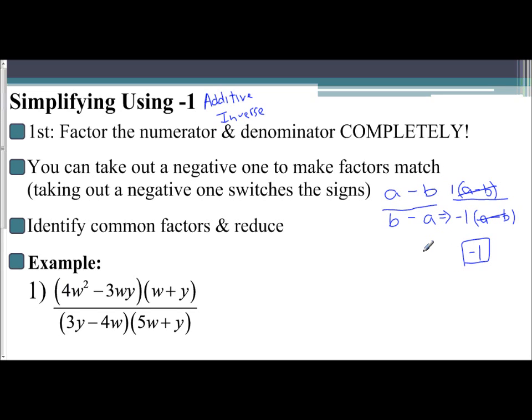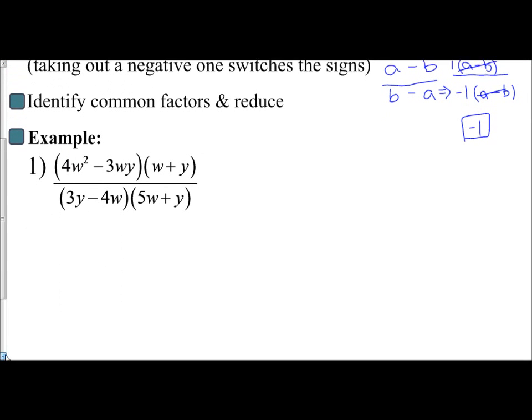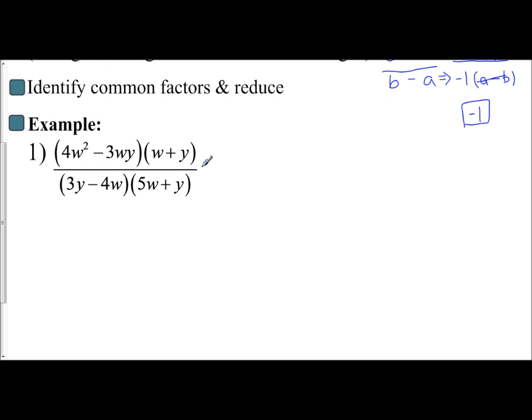So let's try an example of this. I have 4w squared minus 3wy times w plus y over 3y minus 4w times 5w plus y. What we're going to do is just make sure our numerators and denominators are completely factored before we get started. So if I look at my first parentheses, 4w squared minus 3wy, I see they both have a w in common, so I can take that out. And that gives me 4w minus 3y.